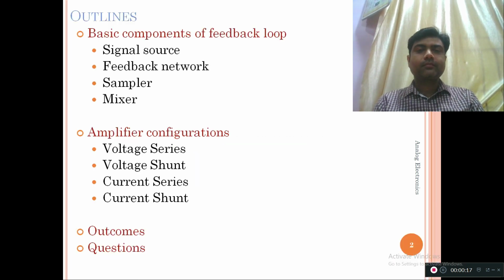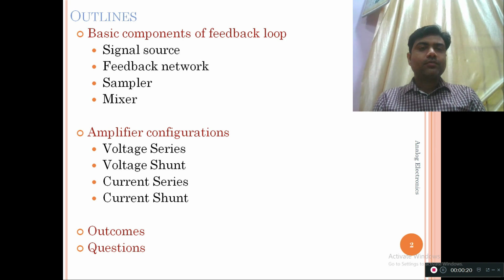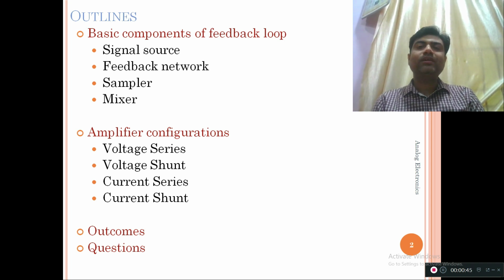Let's begin. The outline of today's lecture is that we are going to discuss the basic components, that is the signal source, feedback network, sampler, mixer, and how we can configure the different amplifiers like voltage series, voltage shunt, current series, current shunt, and how these configurations are directly related to whatever configurations we have already studied in lecture 1, that is the voltage amplifier, current amplifier, transconductance amplifier, and transresistance amplifier. We'll discuss the outcome of the lecture and some questions related to this particular lecture.